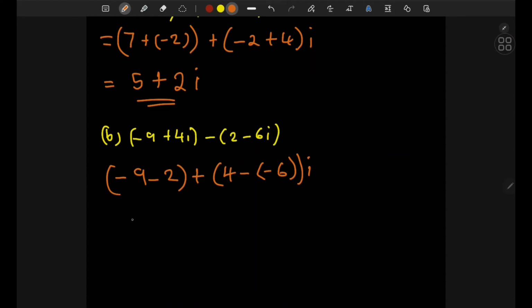So negative 9 minus 2 is negative 11 plus, so since negative by negative is positive, we'll have 4 plus 6, which is 10i. And this is also in standard form, so we leave it as it is. That is all about addition and subtraction of complex numbers.